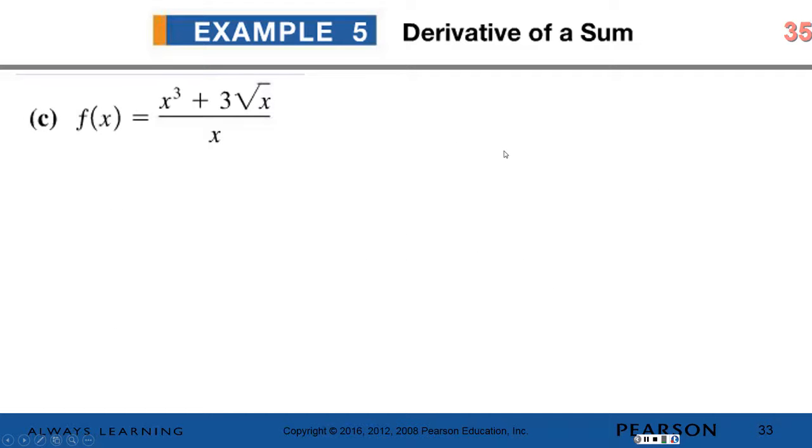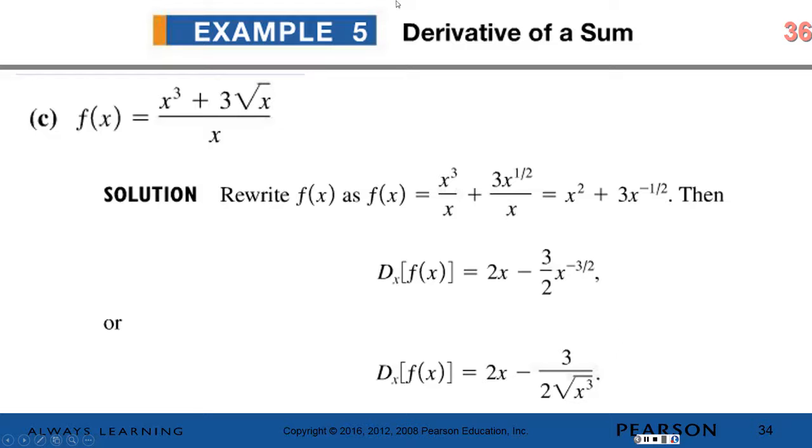Okay, now this one's ugly. I'm gonna tell you that up front, folks. This is ugly. There's 2 or 3 different ways you can do this problem. But the way that works best, and I'm gonna go ahead and show you the solution without asking you to help me with it, is to break it up and put the x under each part of the numerator. Okay? X cubed over x and 3 square root of x over x.